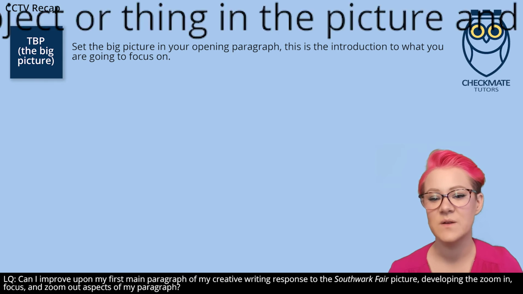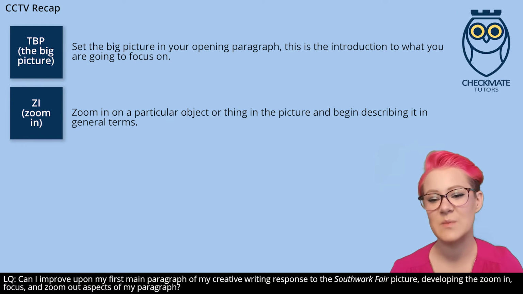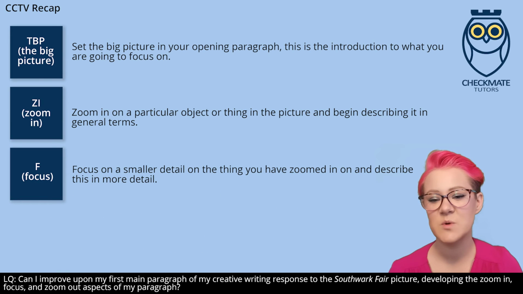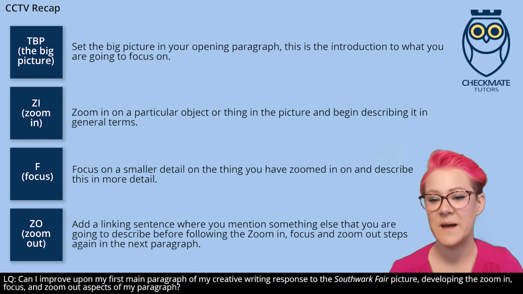Then you zoom in on a particular object or thing in the picture and begin describing it in general terms. Focus on a smaller detail on the thing you have zoomed in on and describe this in more detail. Zoom out, adding a linking sentence where you mention something else that you are going to describe before following the zoom in, focus and zoom out steps again in the next paragraph.